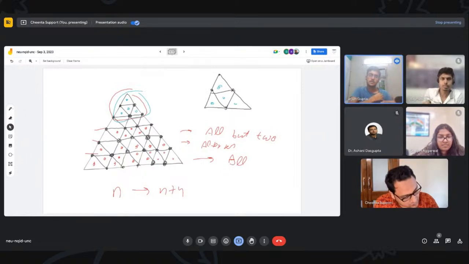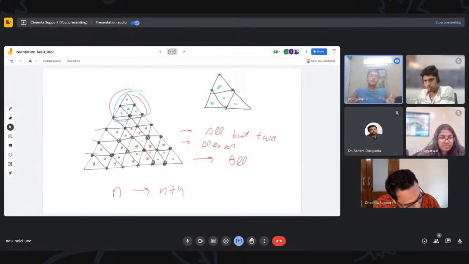Maybe a 4 cross 4 to make the pattern more visible, I guess. Okay, 4 cross 4. Okay. So I'll tell you what I'll be doing.